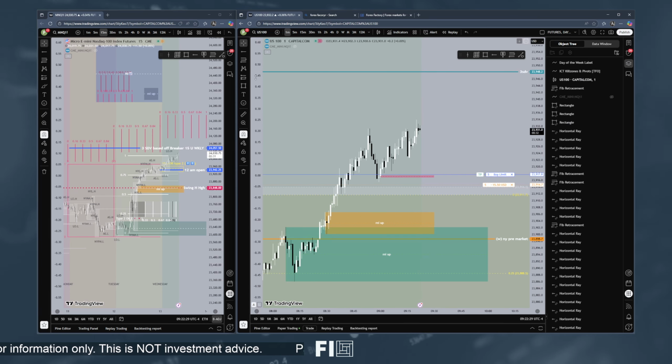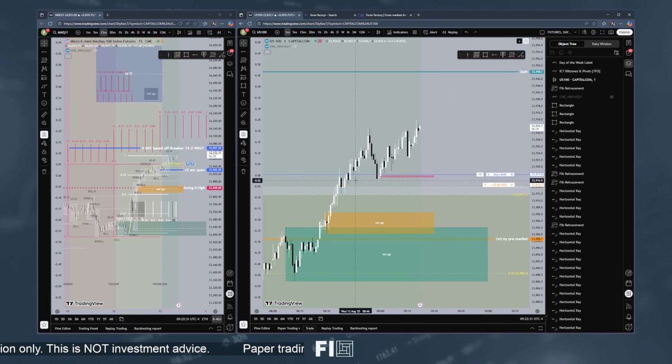So on the previous cycle, we saw that at 8:45, right? We had this bearish breaker. Where is the true bearish block?